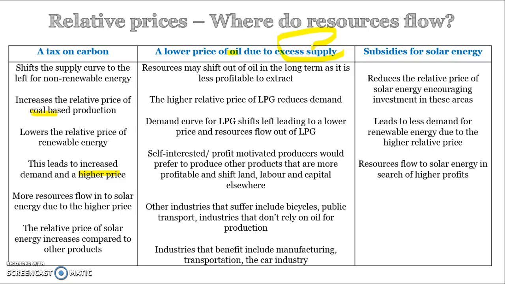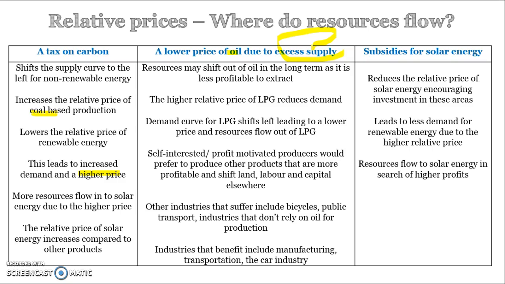So the demand curve for LPG will shift to the left, which will lead to a lower price and resources flowing out of LPG. Self-interested, profit-motivated producers would prefer to produce other products that are more profitable and therefore will shift their land, labour and capital elsewhere.